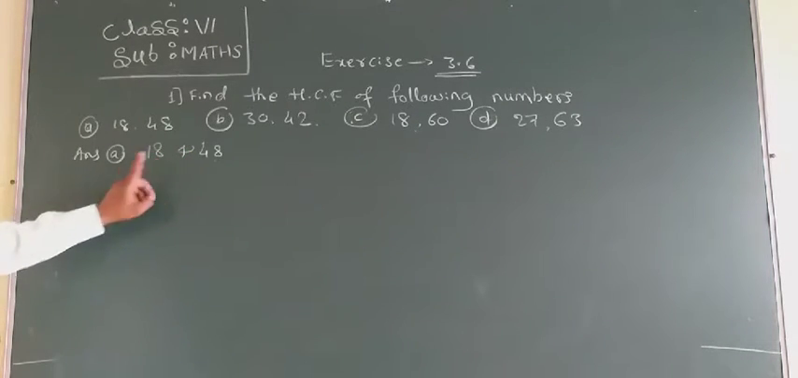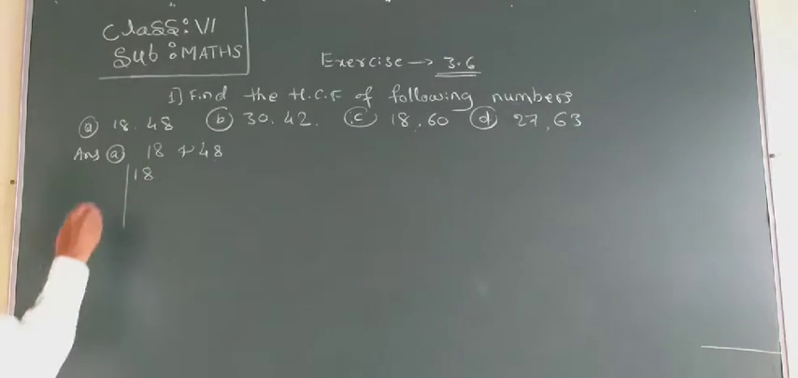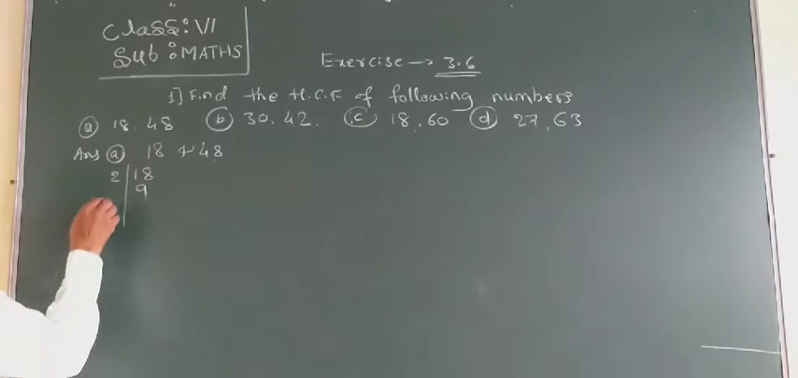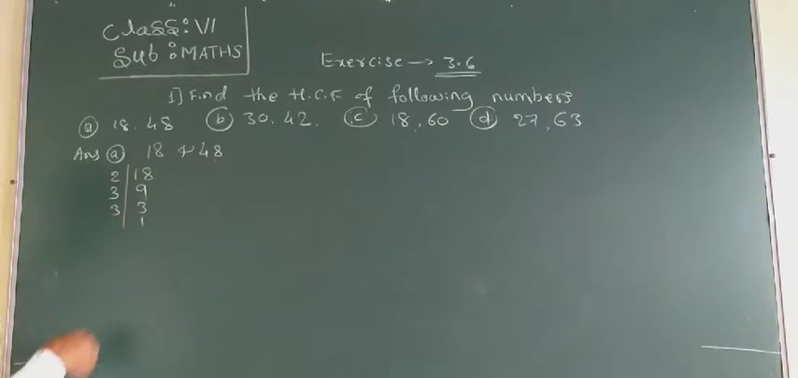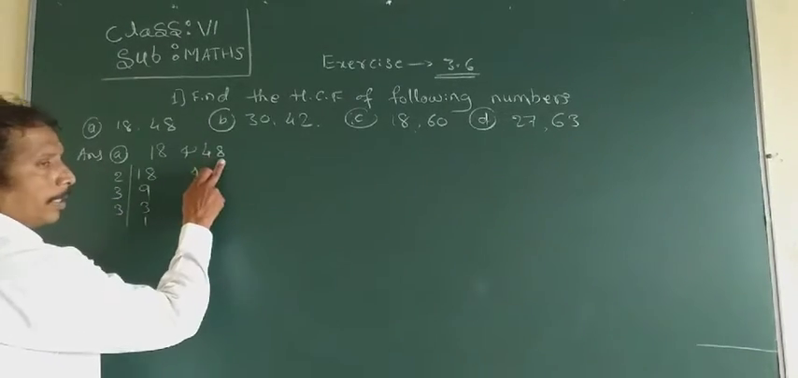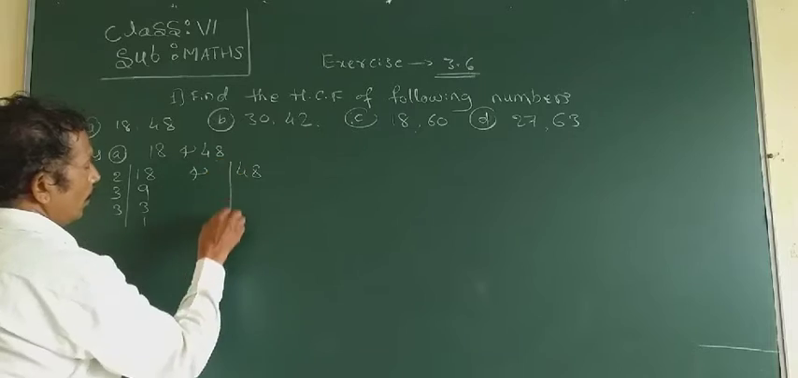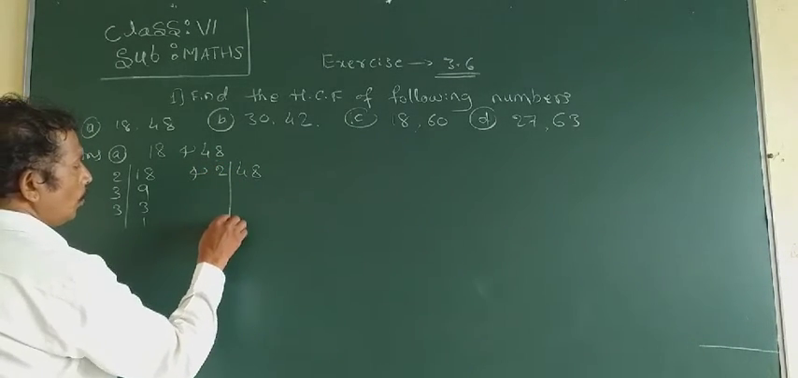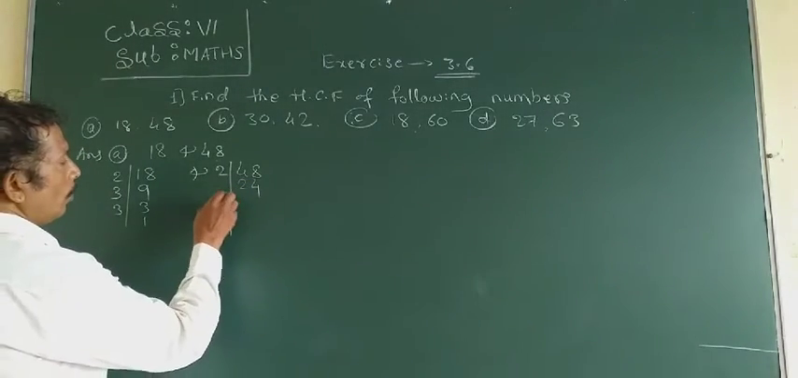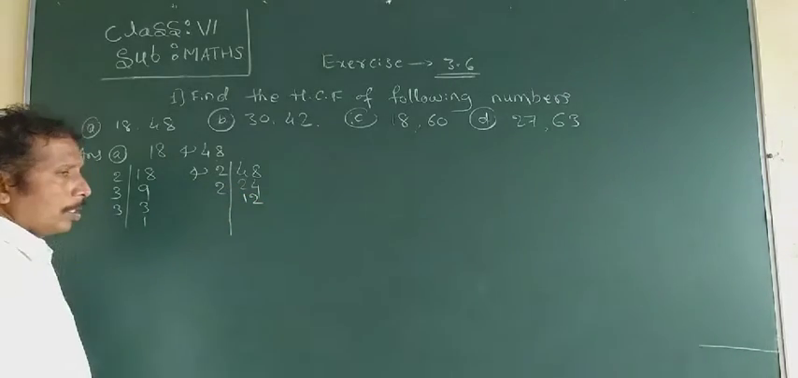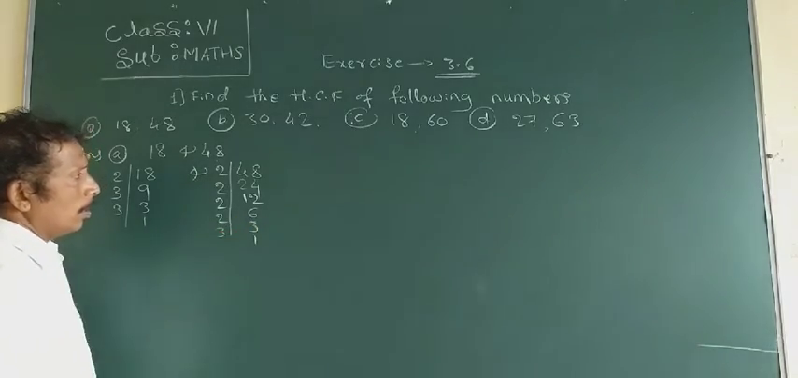First take the number 18. Find its prime factors. 2 9s are 18. Now divide 9 by 3. 3 3s are 9. Now divide this 3 by 3. 3 1s are 3. And similarly take the second number, 48. Divide 48 by the first prime number 2. 2 24s are 48. Once again divide this 24 by 2. 2 12s are 24. Once again divide by 2. 2 6s are 12, 2 3s are 6, 3 1s are 3.